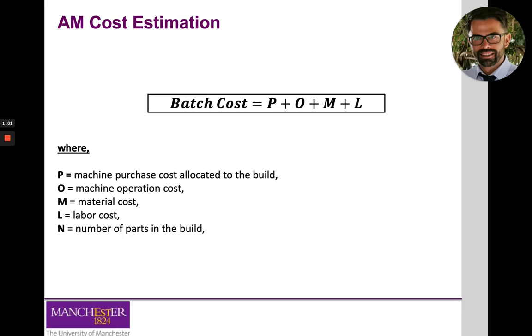So broadly speaking, the costs fall into four main categories. It's the machine purchase cost, plus the operations cost, or the cost to operate that machine, plus the cost associated with the materials used to build the part, but also the materials used as support structures, plus the labor costs associated with that batch production.